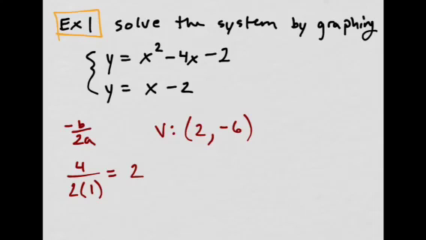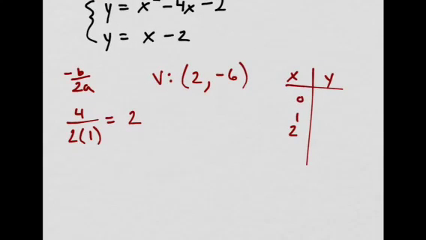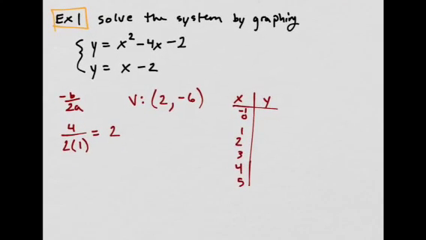Now I'm going to create a table of values, my x and my y. Remember, you start out with 2 and then go a couple up, a couple down. So 2, 1, 0, 2, 3, 4. I'm actually going to go one more negative, negative 1, and then 5. And I'll plug these in. In fact, I'm going to pause this. We're going to make this into a second video. Part 2 will be just continuing this.